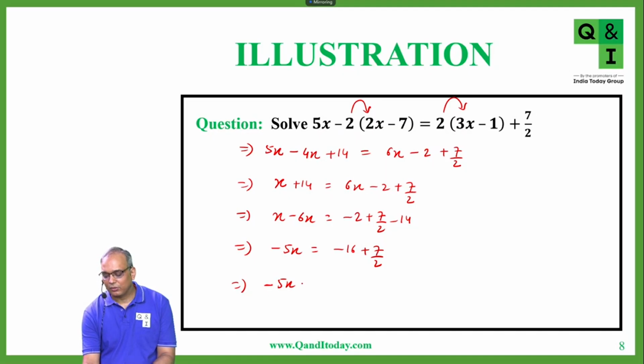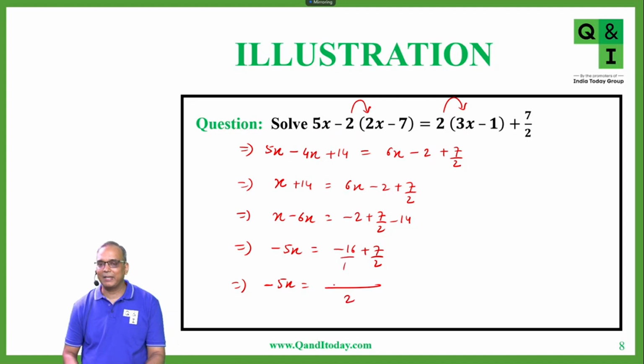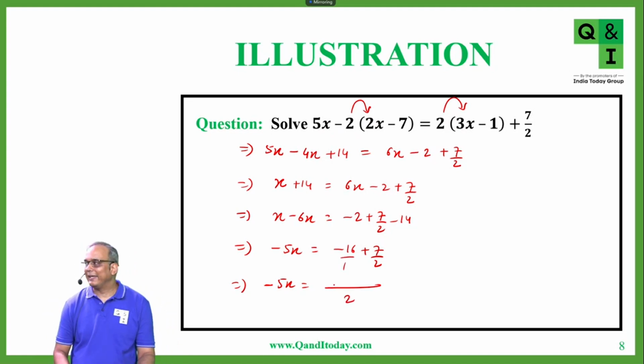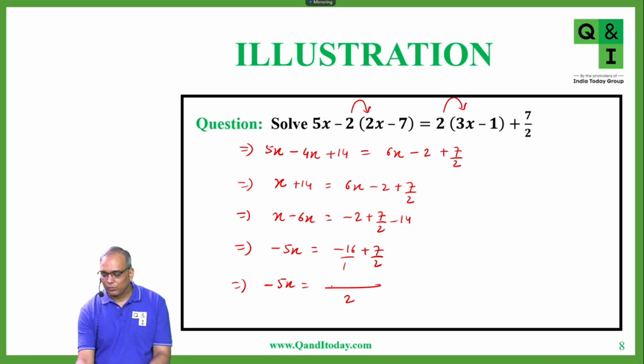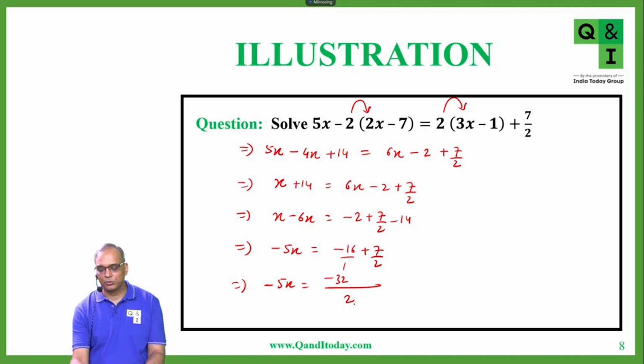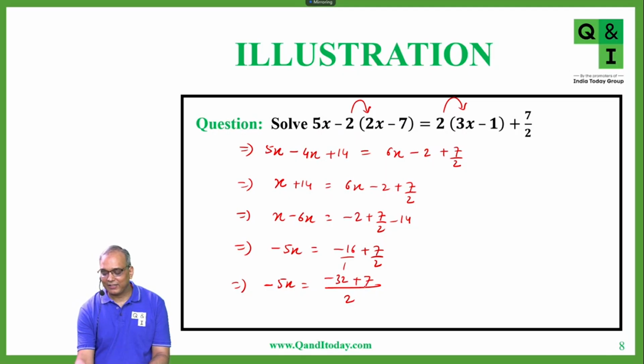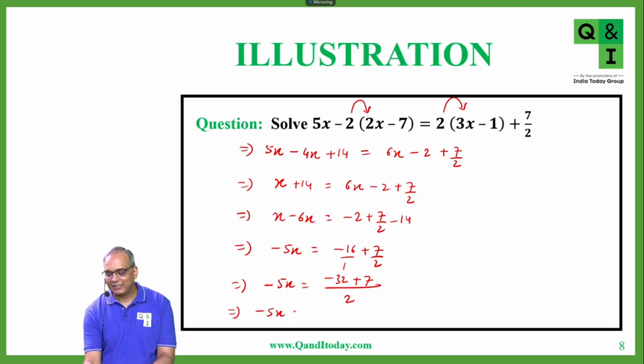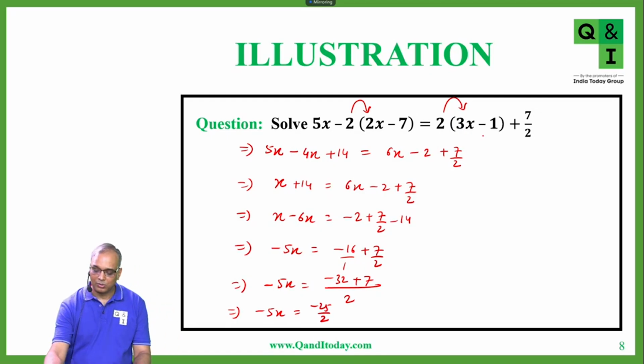So minus 5x is equal to, take the LCM as 2 here. So you can write minus 16 by 1 here. Take the LCM as 2. So we have minus 32 because you will multiply both 16 and 1 by 2 to have a common denominator 2, plus 7, minus 32 plus 7 over 2. So this is minus 5x is equal to minus 32 plus 7 is minus 25 over 2.